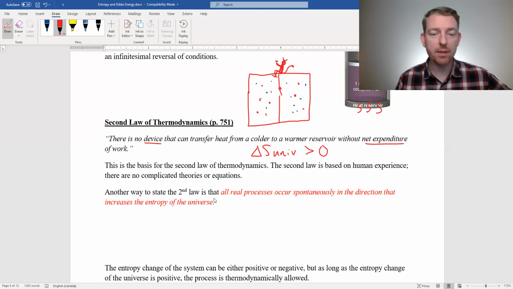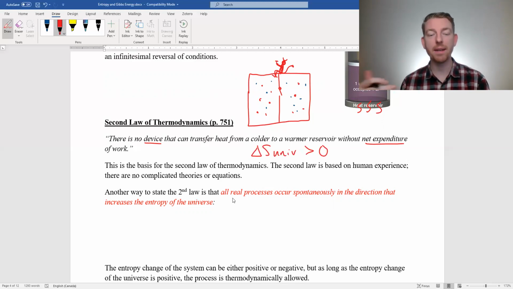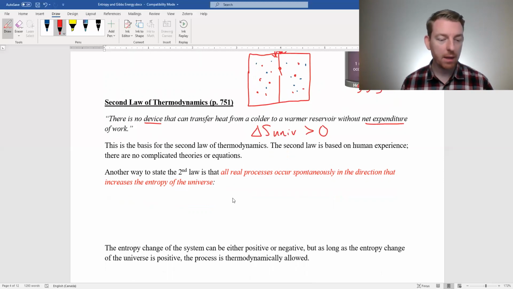Another way to state it is that all real processes occur spontaneously in the direction that increases the entropy of the universe. And I've already written that down, so I won't rewrite it.